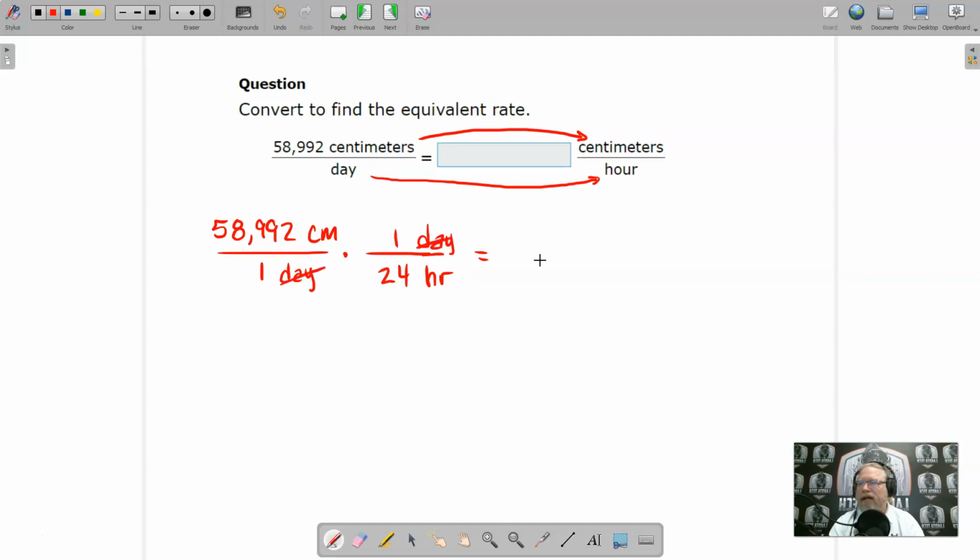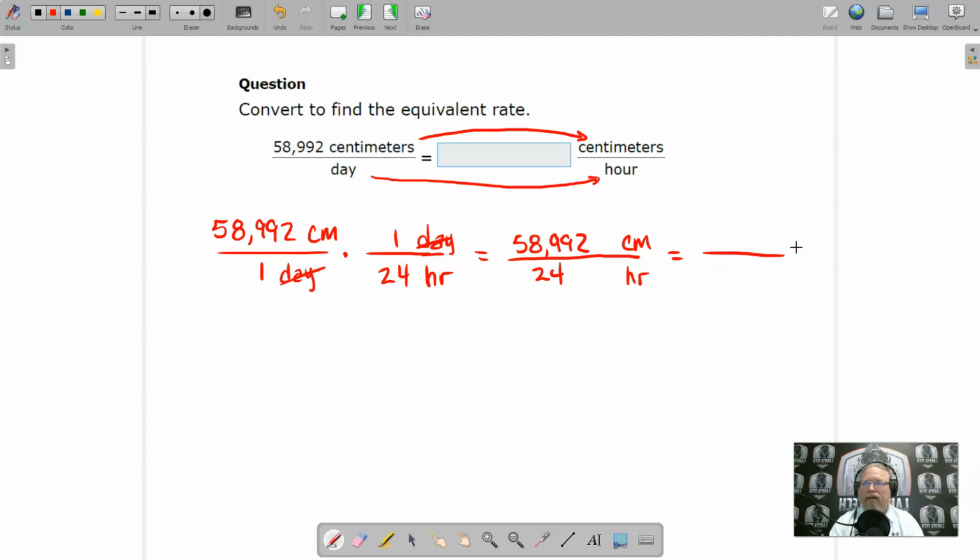Days is going to cancel days. In our numerator, we have centimeters. In our denominator, we're left with hours. And centimeters per hour is indeed what the answer is asking for. So 58,992 times 1 is 58,992. And 1 times 24 is 24. So we now have 58,992 centimeters per 24 hours. But we want to know for just 1 hour.